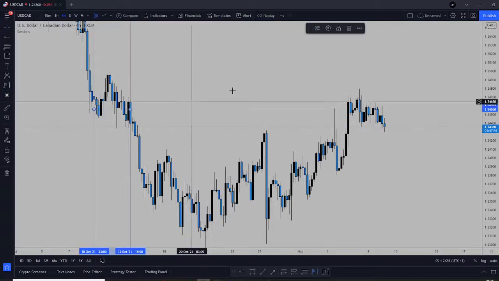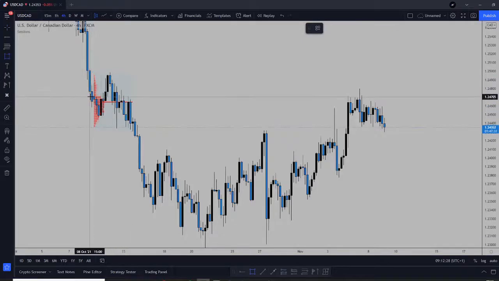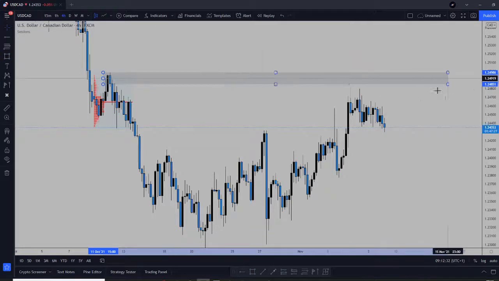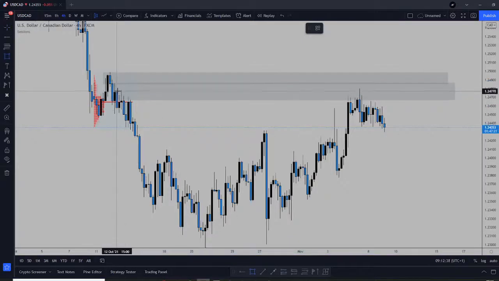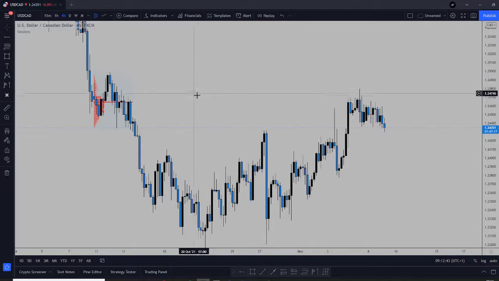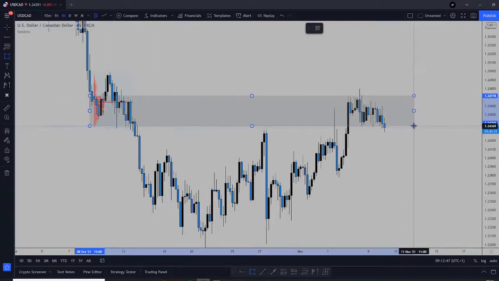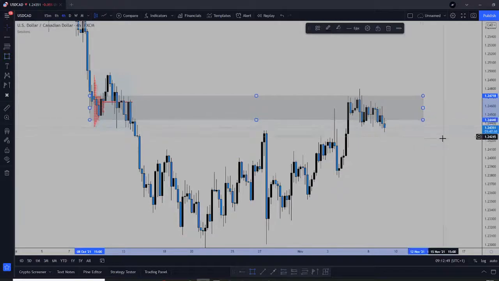Here we have this whole area right here, which is a big volume area. For example, it's hard to draw a zone like this because you can literally draw a zone here, and you could draw a zone right below it, and you can draw another zone right here. So it's a bit messy. It's not easy to trade this. So you can say, okay, I'm just going to trade where the most volume is, which would be this area right here.